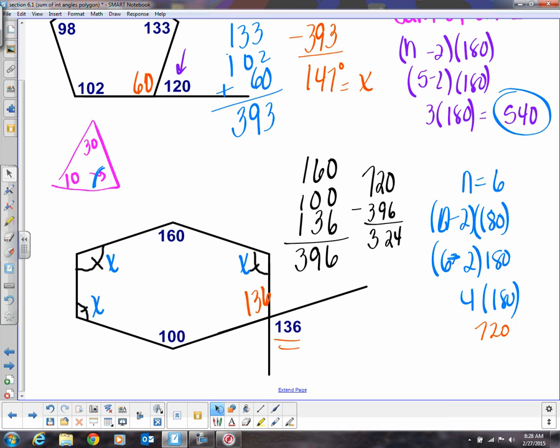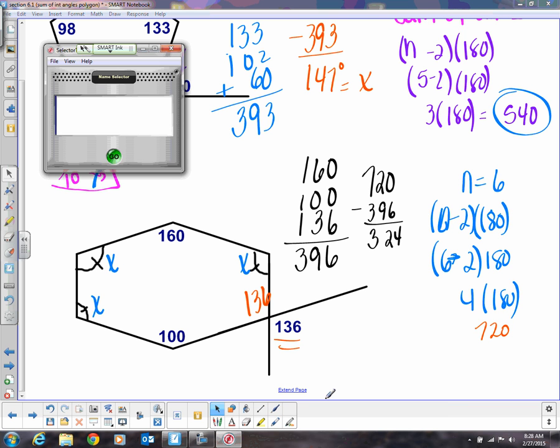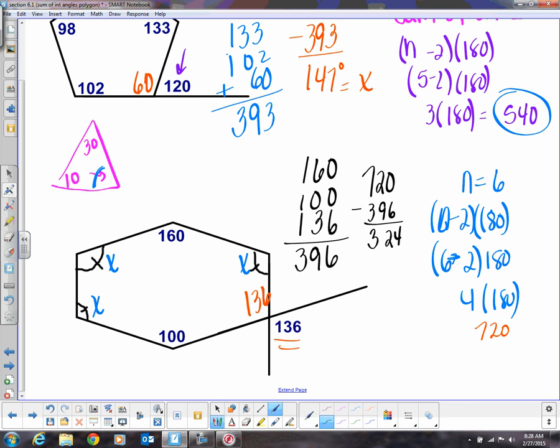Okay, now, does that mean each one of those x's is 324, Maria? No. No, what do you do? Why divide by 3? There are 3 x's, so we divide 324 by 3, and we're going to get 108 degrees for each one of those x's.